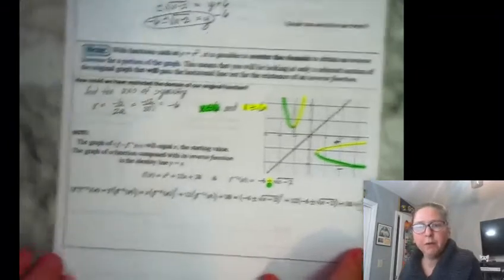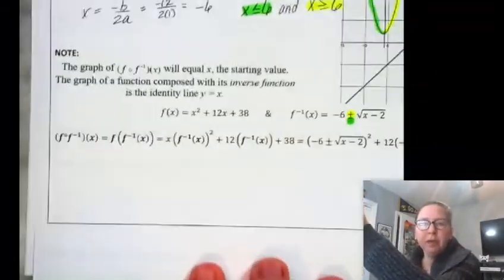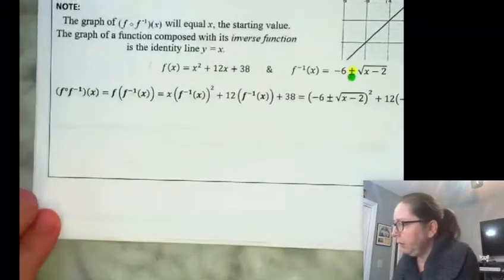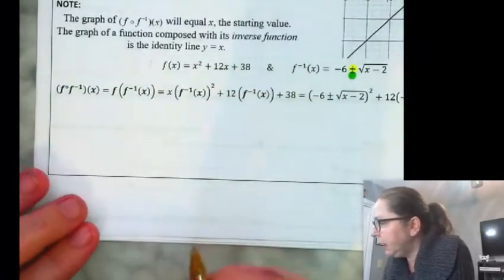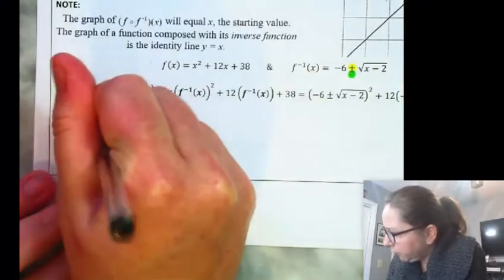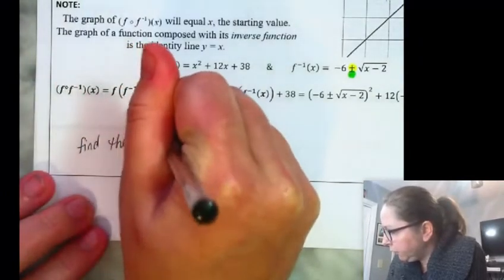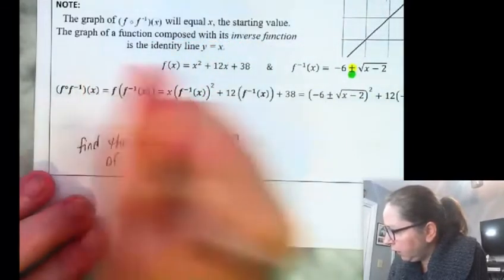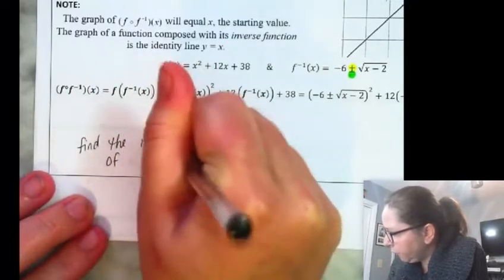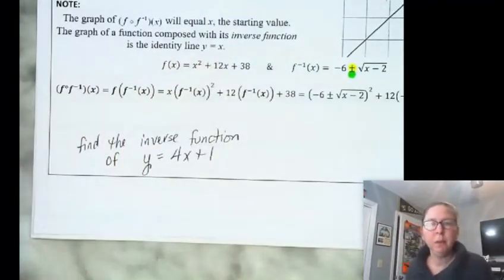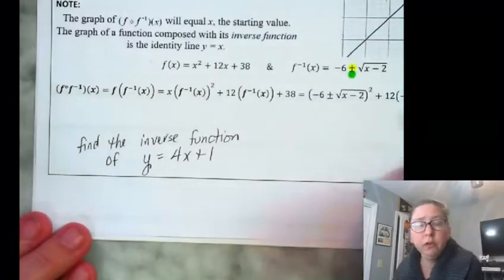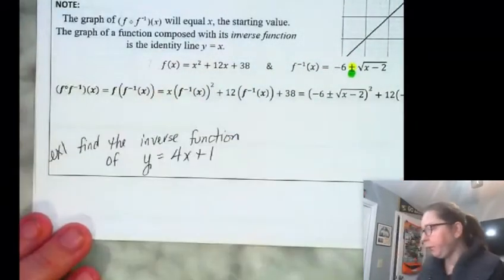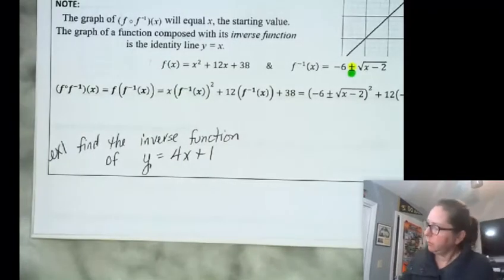Okay, so at the bottom of our paper, I do have a little bit of room, and I just want us to do an example or two. So let us find the inverse function of y equals 4x plus 1. In this example, I'm going to use a linear function because you can do this process with all functions. So example 1.